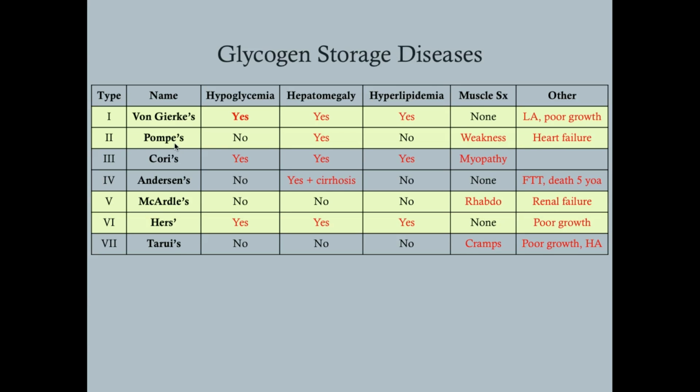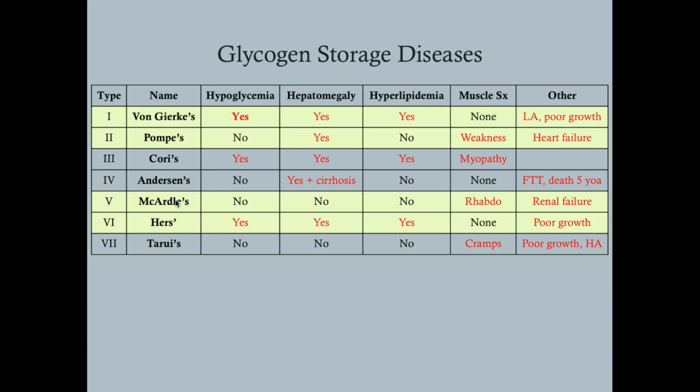Pompe's disease, remember, Pompe's pumps, heart pumps. Okay, a disease primarily of the heart. They're going to get a hypertrophic cardiomyopathy. Pompe's disease is a disease of muscle, glycogen in the muscle. They will have some hepatomegaly, but primarily this is going to be heart muscle issues, skeletal muscle issues. So they'll have weakness and heart failure.